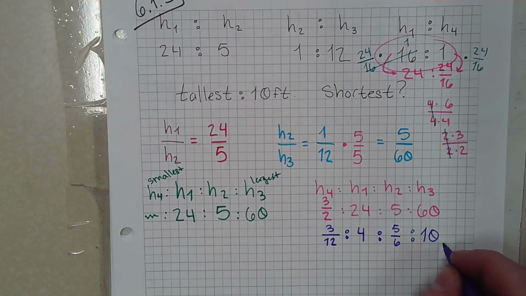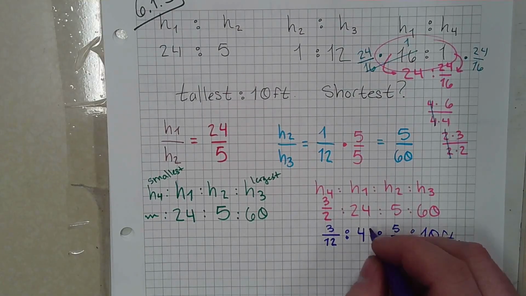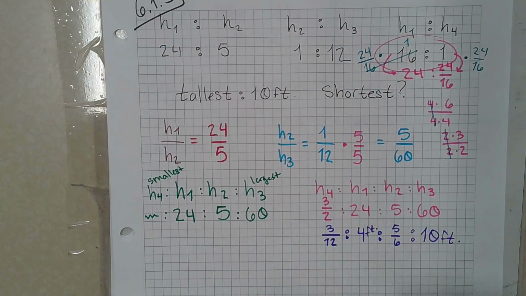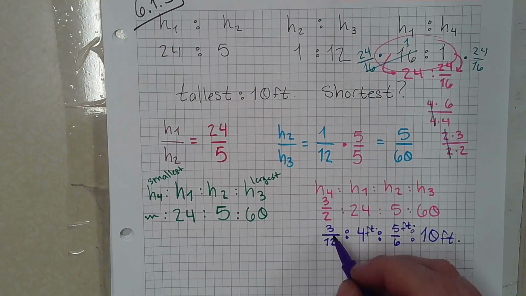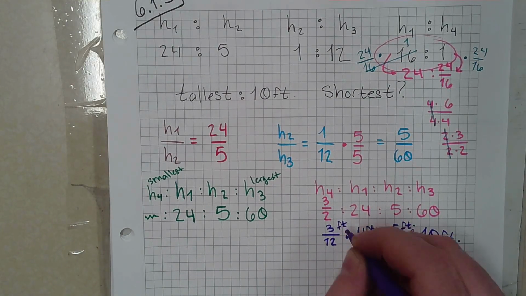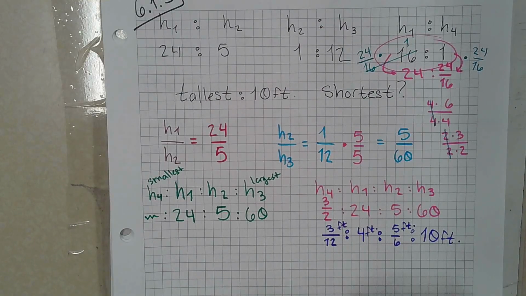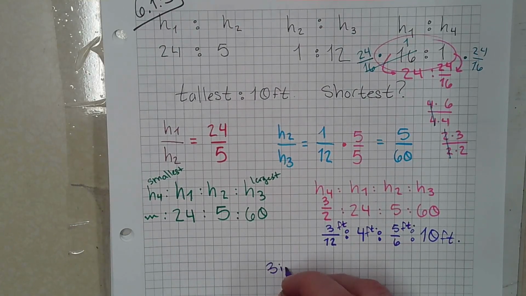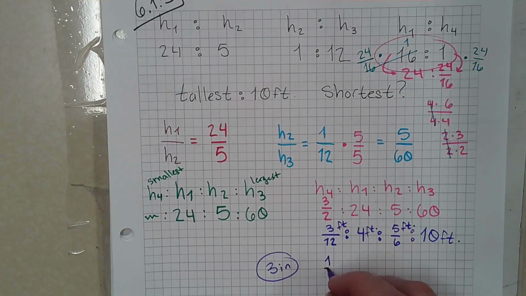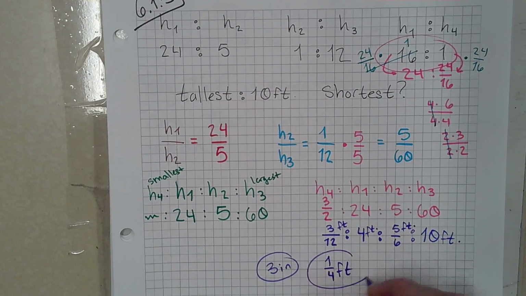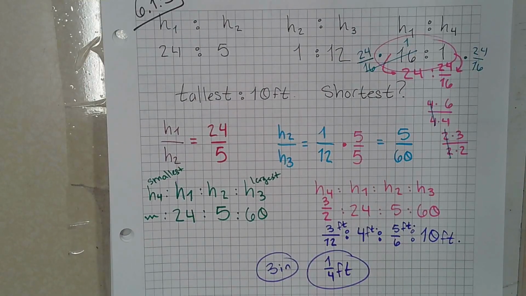So we know our tallest is 5 feet. Our next tallest will be 4 feet. The next tallest after that is 5/6 of a foot, which is 10 inches. And then this, you might notice, is 3/12 of a foot, also known as 3 inches, right? So you could represent this as 3 inches for the smallest height, or you could represent it as 1/4 of a foot. Either way, those are the smallest height values.